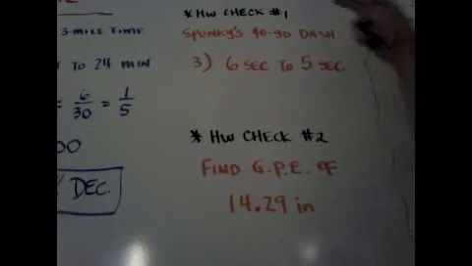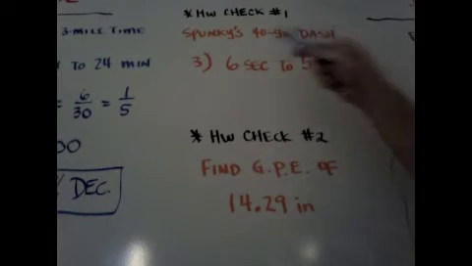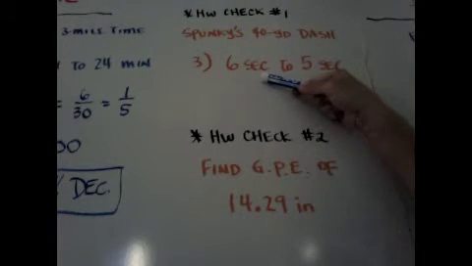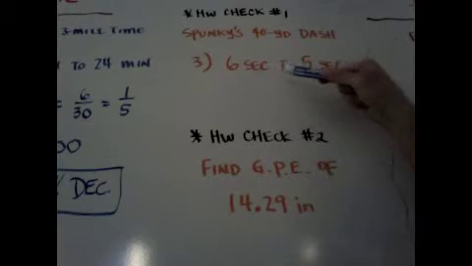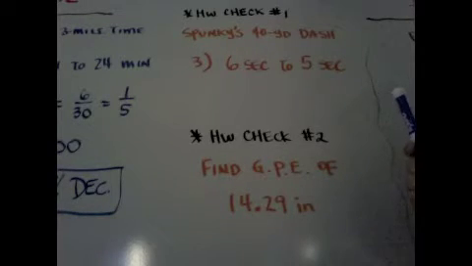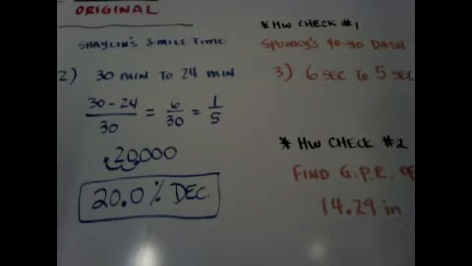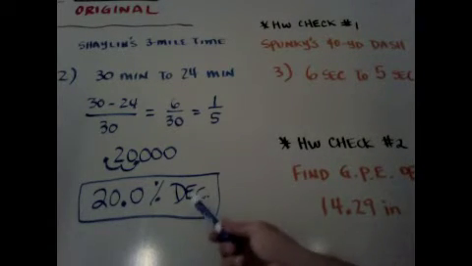Okay, so homework check number 1. We're going to find the percent of change. At the beginning of the football season, Spunky ran 40 yards in 6 seconds, which is not bad for a lineman. At the end of the season, he got a lot faster, and he went down to 5 seconds. I want you to find a percent of change and round it to the nearest tenth of a percent, just like we did over here. Tell me if it's an increase or decrease like we did over here.